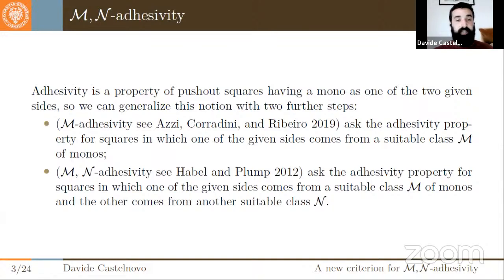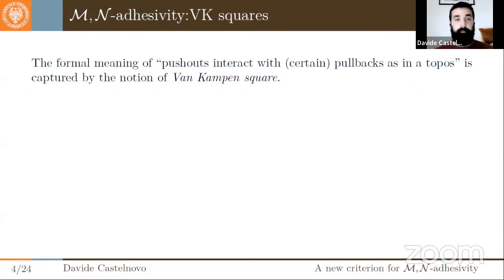The other step is restricting even the other leg of a push-out square. And in this sense, we get MN-adhesivity. So we are asking the adhesivity property for squares in which one of the given sides comes from a class M of monos, and the other comes from another suitable class N, not necessarily a subclass of monomorphisms.